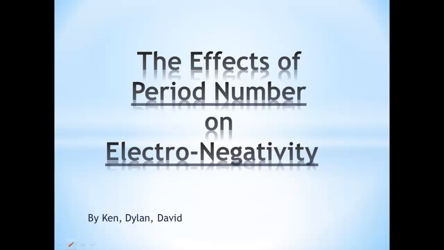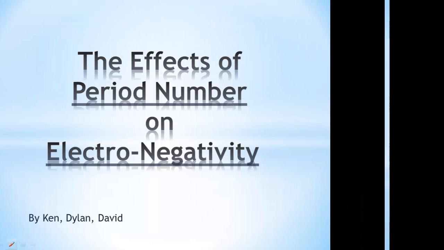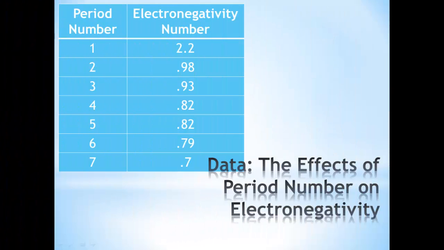This video will hopefully be a quick illustration on the effects period number has on electronegativity. This is our data table. We determined that the lower the period number, the higher the electronegativity value. This means that the further up you go on the periodic table, the higher the tendency of an atom is to attract another electron, and we'll illustrate this more later on.